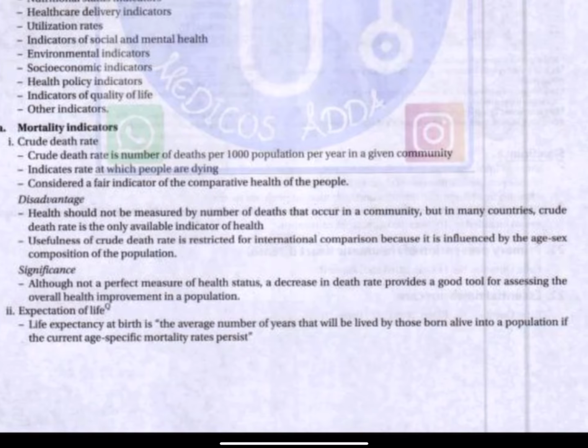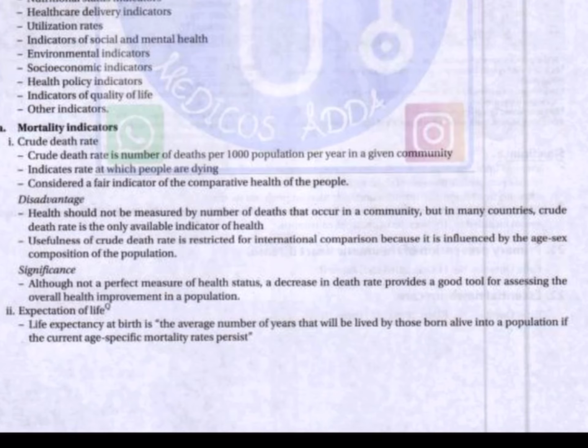Disadvantage: health should not be measured by the number of deaths that occur in a community, but in many countries, crude death rate is the only available indicator of health. Usefulness of crude death rate is restricted for international comparison because it is influenced by the age and sex composition of the population. Significance: although not a perfect measure of health status, a decrease in death rate provides a good tool for assessing the overall health improvement in a population.